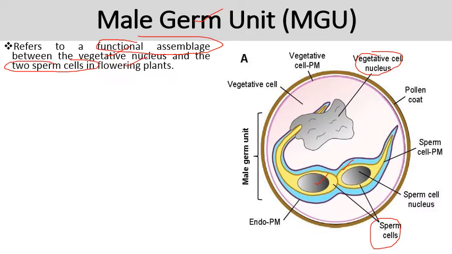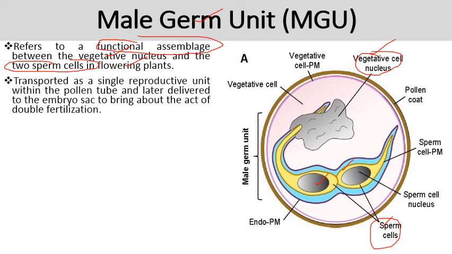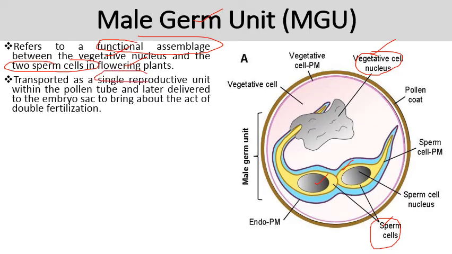So जो angiosperms हैं उनमें ये assemblage है vegetative cell की और साथ में दो sperm cells की, और as a unit ये transfer होते हैं through pollen tube, and this is known as male germ unit. So transported as single reproductive unit within the pollen tube and later delivered to the embryo sac to bring about the act of double fertilization. So और उसके बाद दोनों ही जो sperm cells हैं वो embryo sac के अंदर transfer होते हैं. They bring the act of double fertilization which involves fusion of one male gamete with egg to form diploid zygote, and second with the polar nuclei to form triploid endosperm.